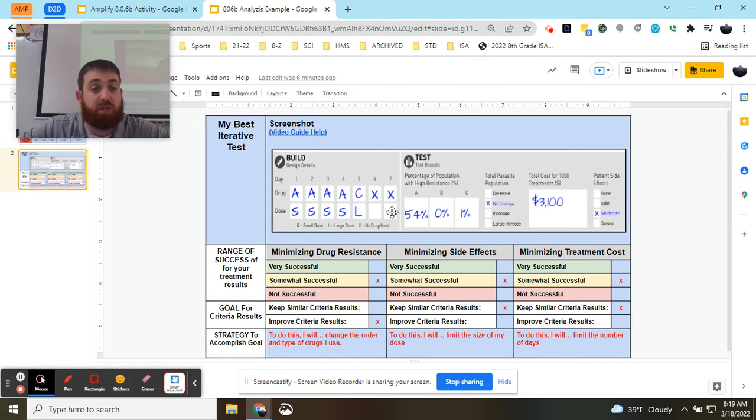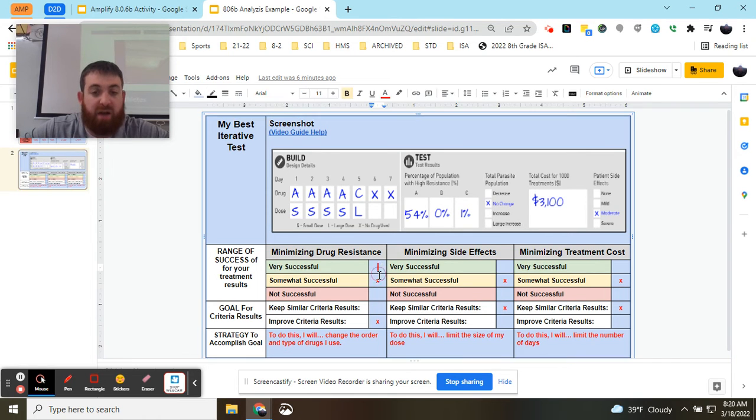We would take this test and we would screenshot it in the next task, and we would start to compare it to those ranges of success. Looking at these, we would argue that when it comes to minimizing drug resistance, we have a test here that's somewhat successful. One is around the 50. These two are under 50, which are closer to very successful. So you might determine that it's somewhere between very successful and somewhat successful. In terms of minimizing side effects, it's moderate, so we know that's somewhere in the middle. And then in terms of cost, we know it's closer to $3,500, so it's somewhere in the middle as well.